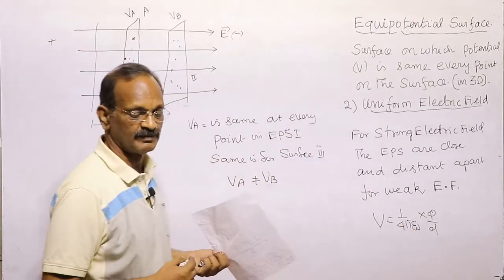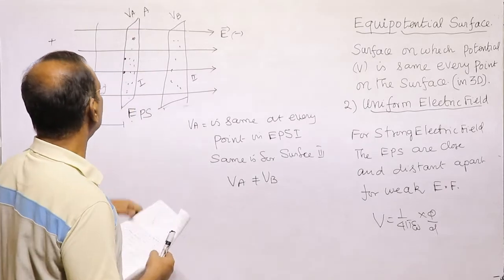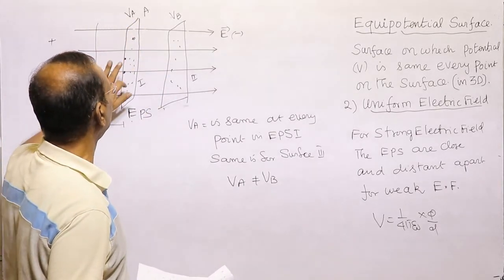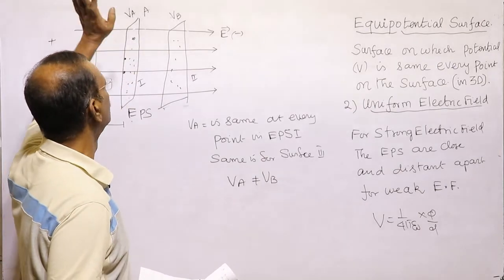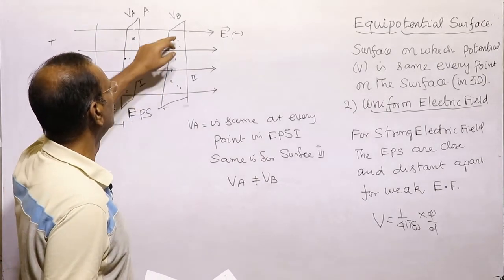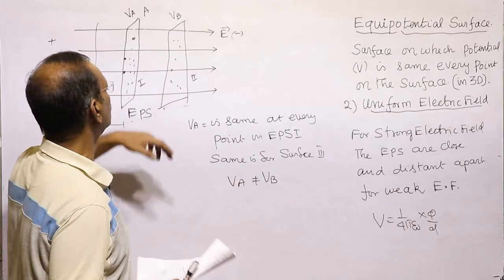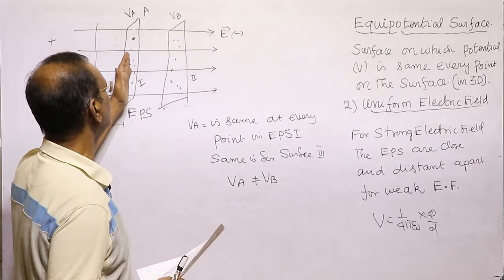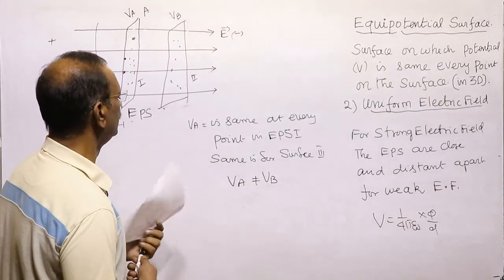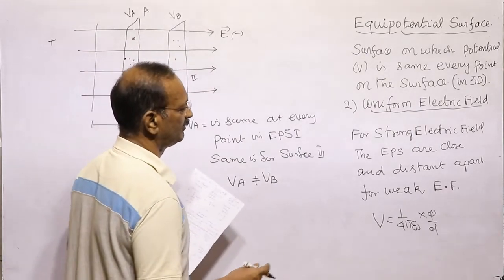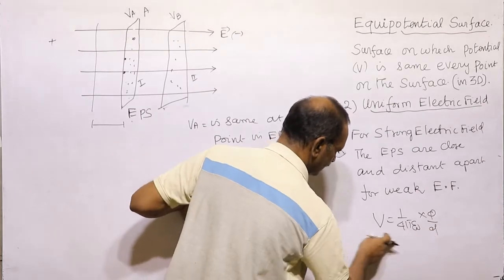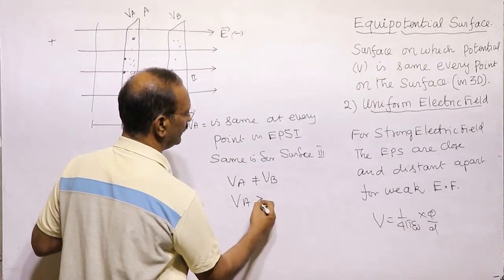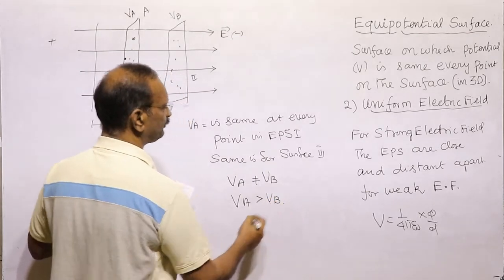Potential depends upon the distance. So here the potential is the same, which is equal to V at every point on this equipotential surface. Everywhere on this equipotential surface it is the same, but the potential at this point and the potential at this point are different, because potential depends upon the distance. As distance increases, potential will decrease. That is, VA is greater than VB.